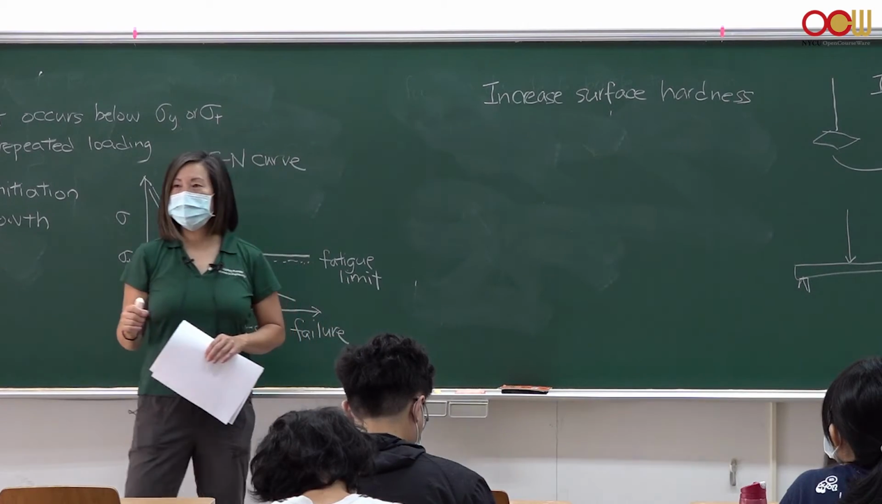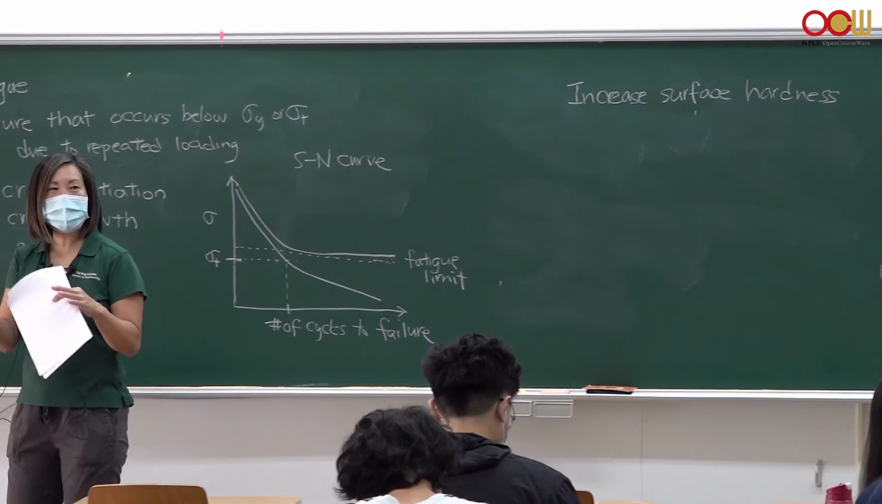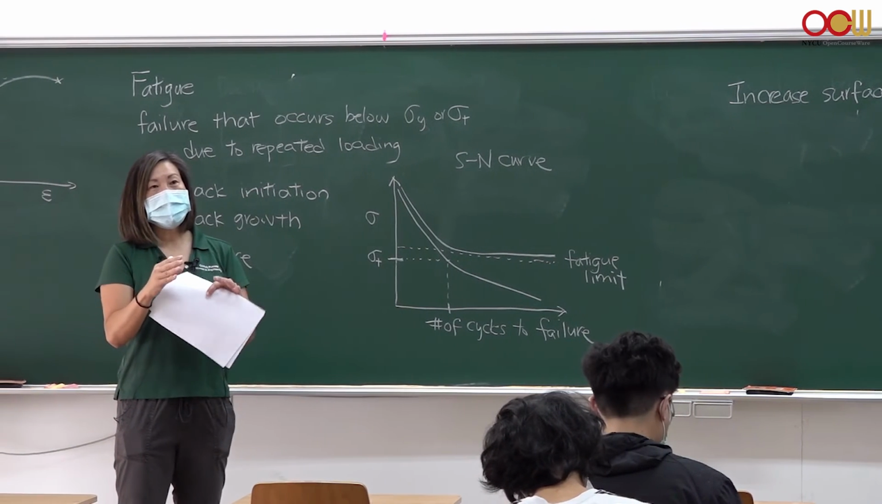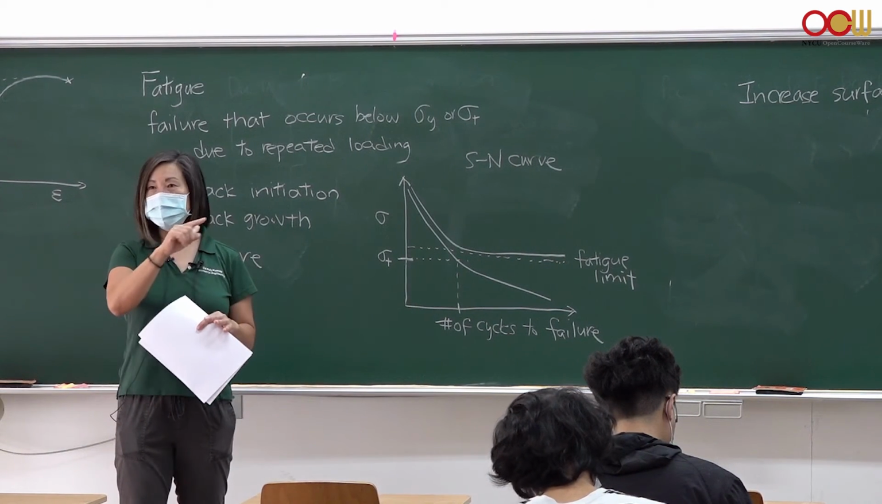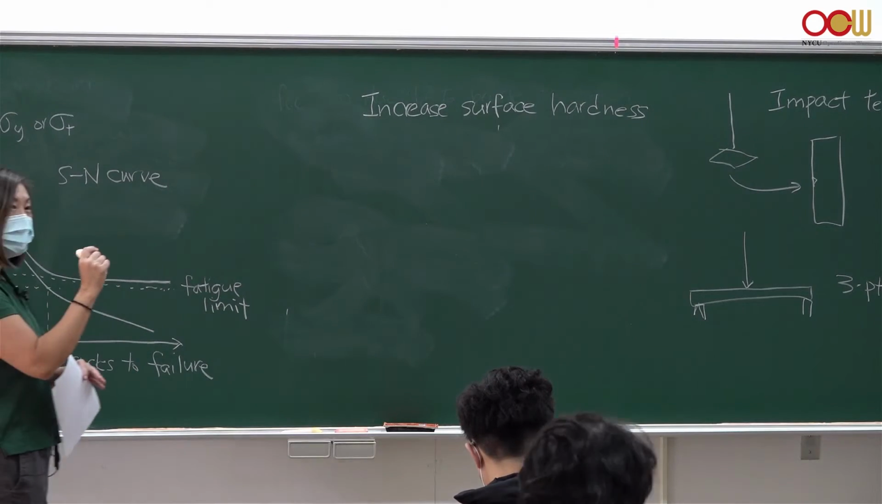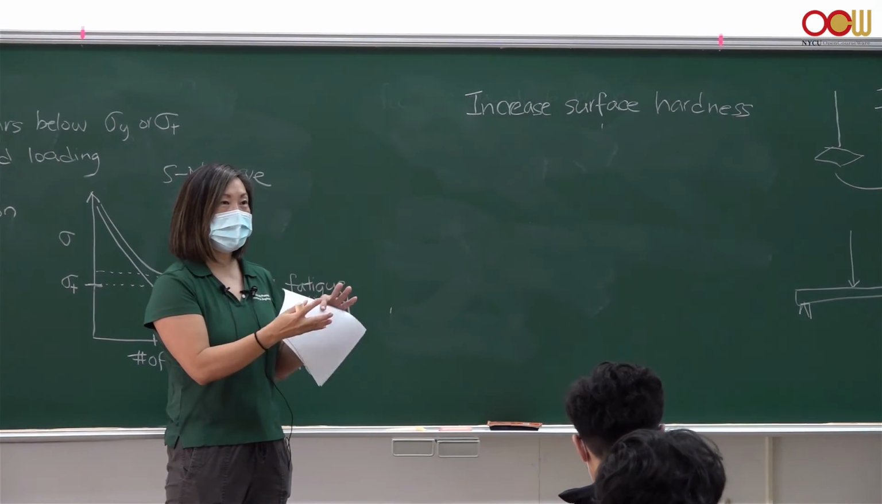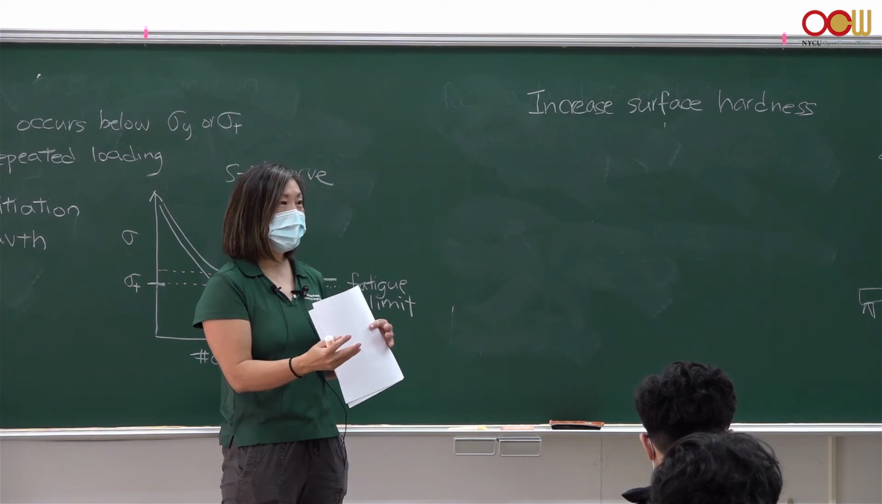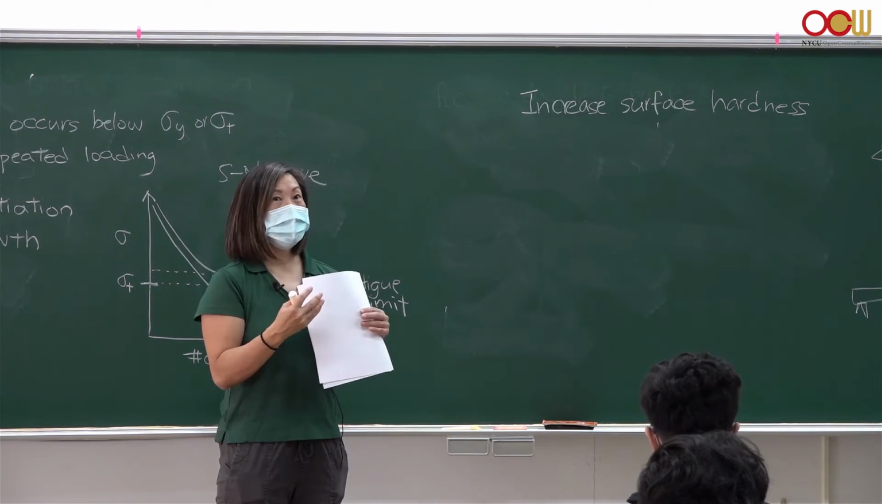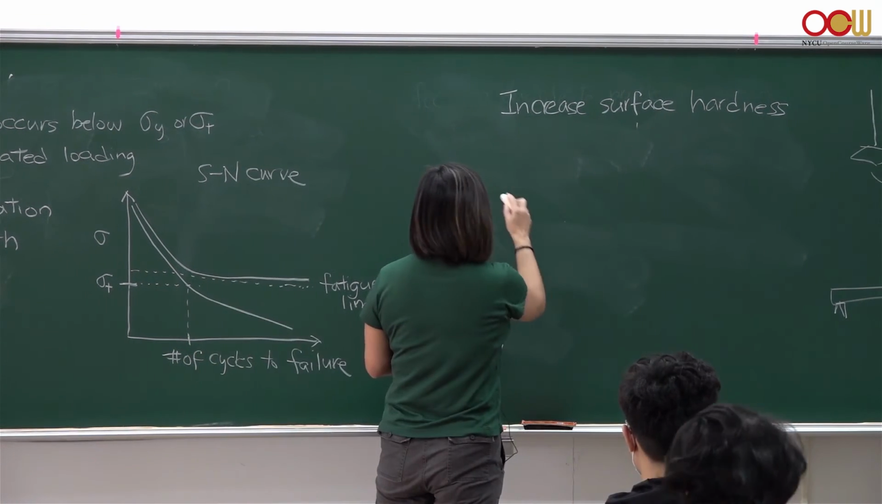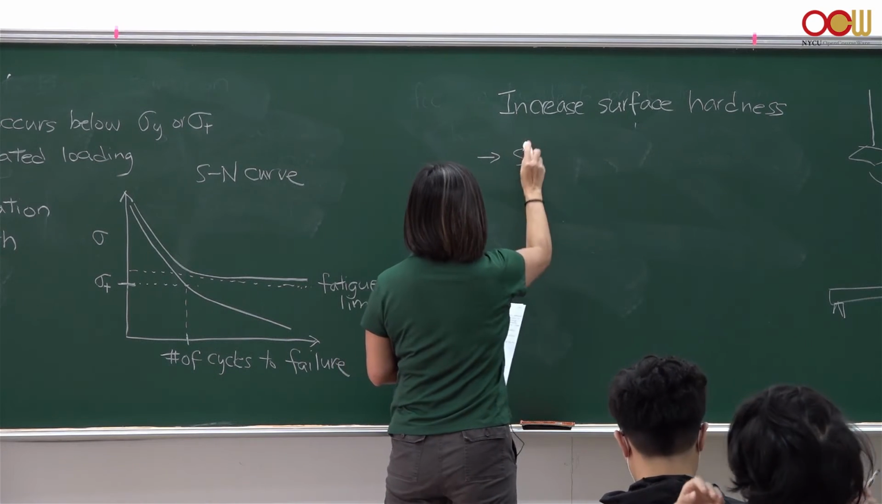Most of the time when fatigue, repeated cycling happens, the crack initiation happens on the surface. So if you can make the surface harder or more difficult for cracks to initiate and more difficult for cracks to grow, then your material will be more fatigue resistant. So one way is called shot peening.